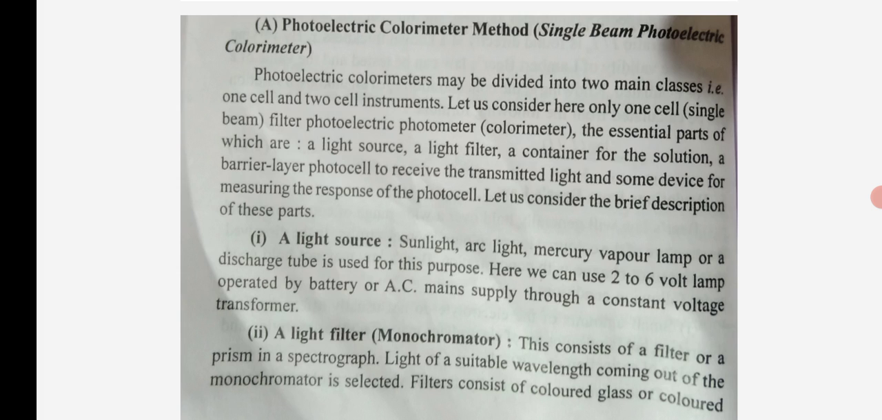Okay, light sources means sunlight, arc light, mercury vapor lamp or discharge tube is used for this purpose, and here a 2 to 6 volt lamp is operated with a constant voltage transformer.